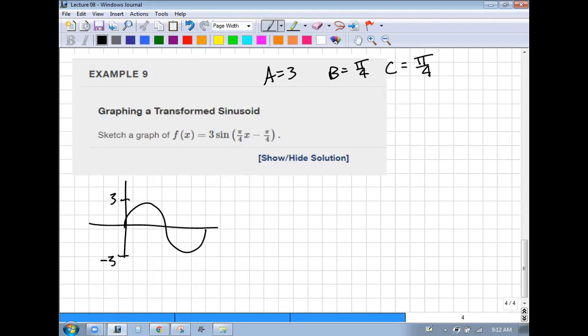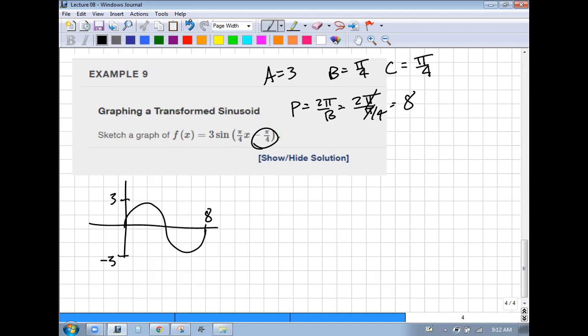Okay, but now we have to deal with this stuff, all right? So first, let's see, we have a compression here, right? So our period is 2 pi over b, 2 pi over pi over 4. So 2 divided by a quarter would be 8. This has a period of 8. But wait, there's a shift, right?